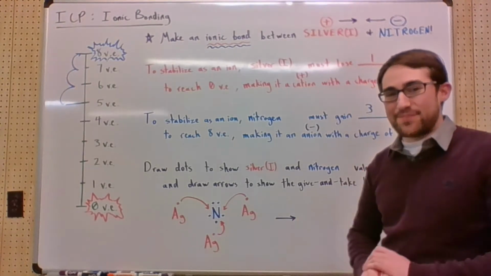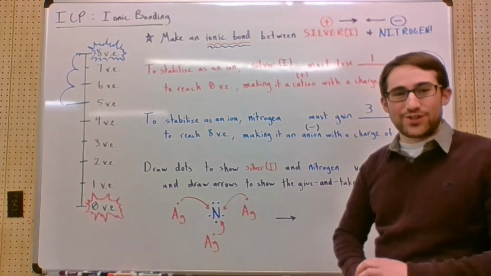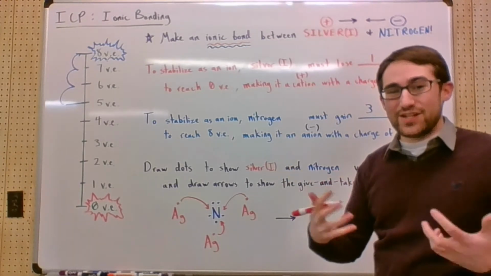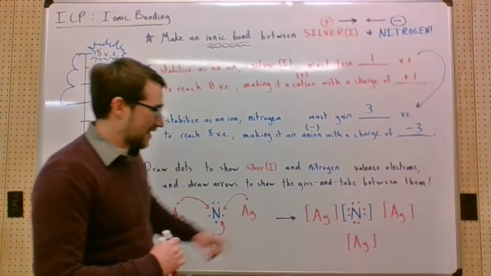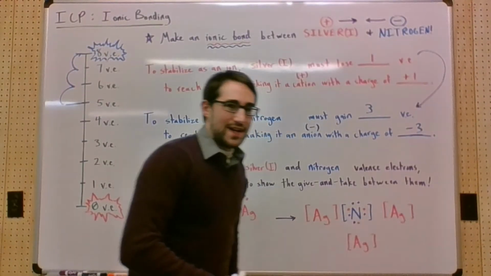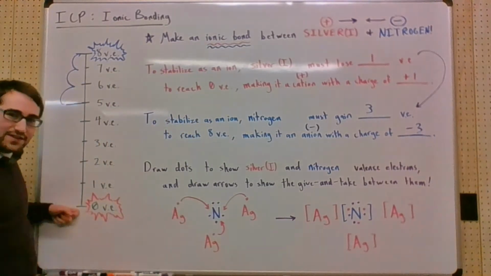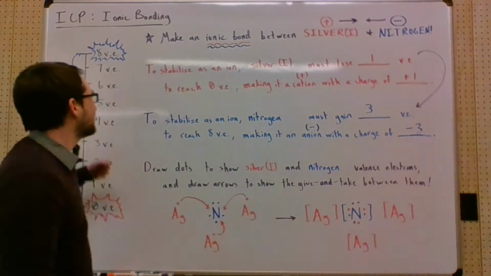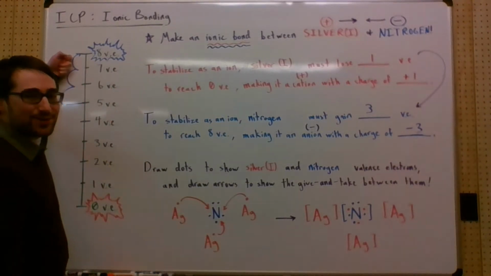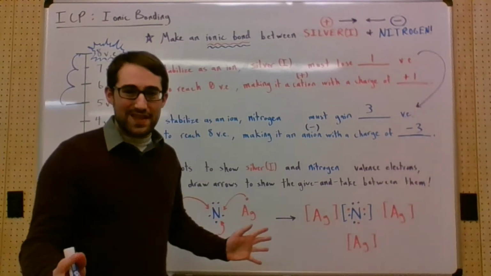to make everything happy here. Now we just have to show how the charges get everything to stick and attract to each other and bond to make an ionic compound. Okay, so now each of my silver atoms has 0 valence electrons, which is good. My nitrogen atom has 8 valence electrons, which is also good, so they're happy in that sense.